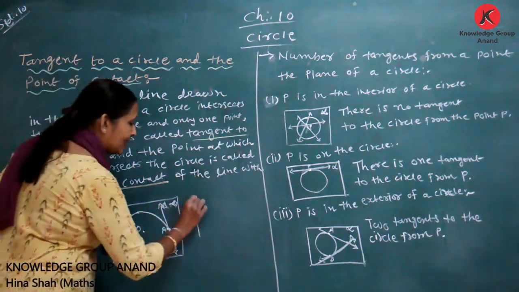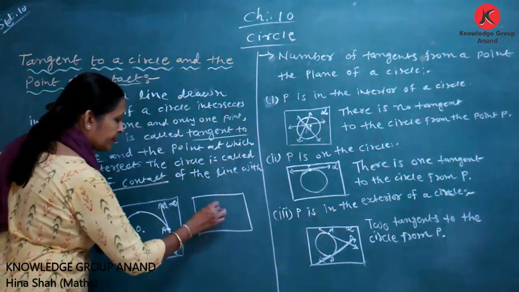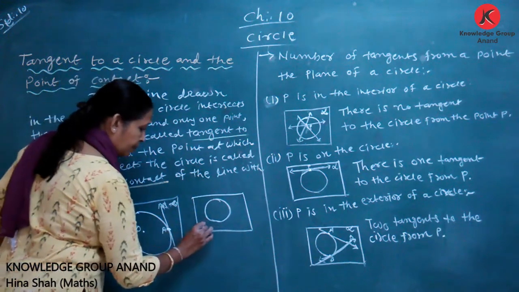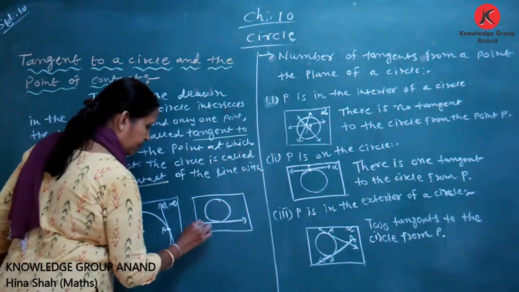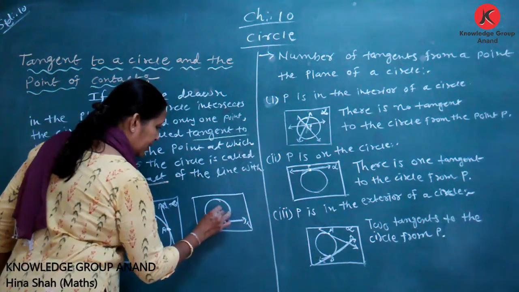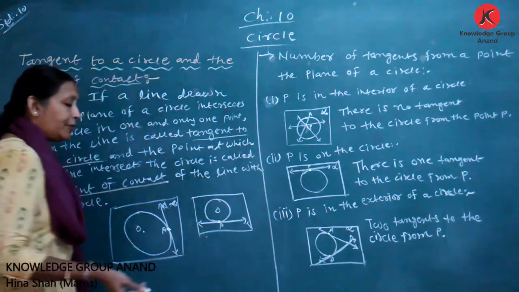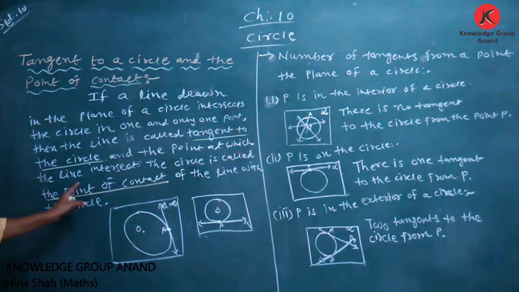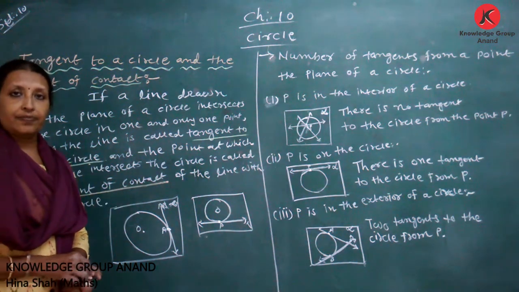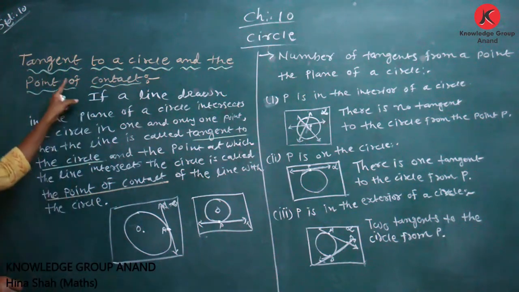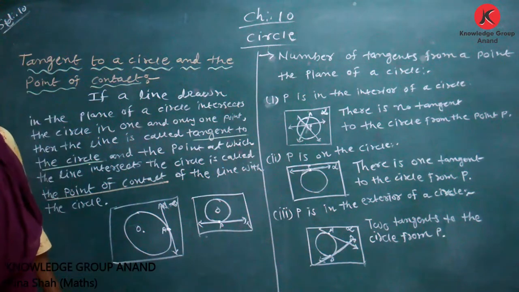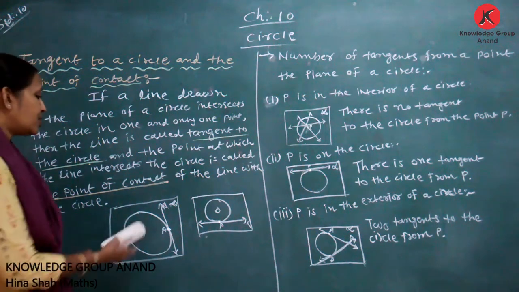If the figure is like this, line L, here is point P, then O. Point P is the point of contact of the circle. Now, there are two definitions here. Please understand these two definitions.